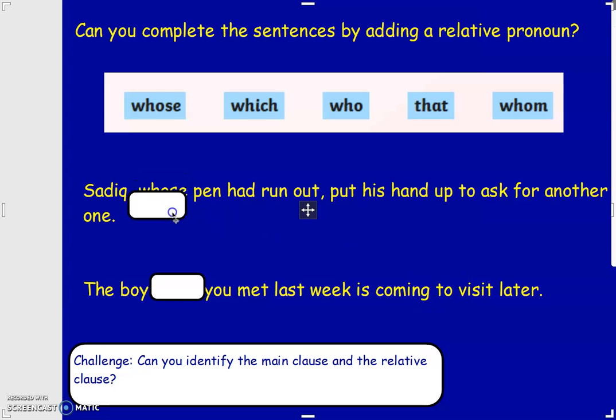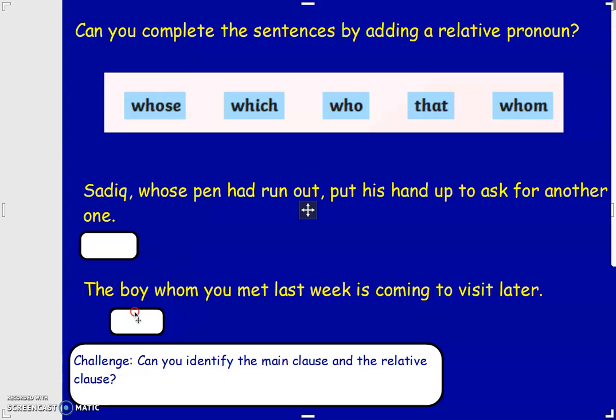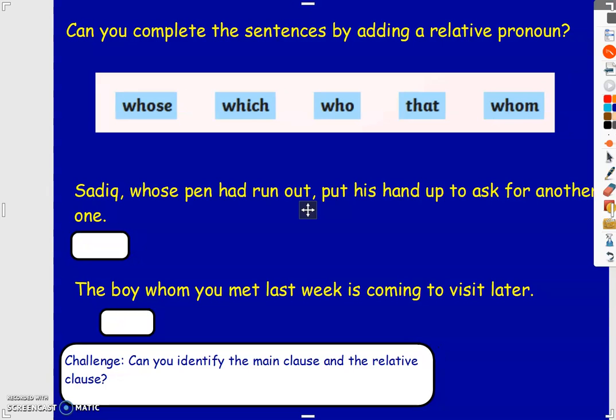So, Sadiq, whose pen had run out, put his hand up to ask for another one. The boy, whom you met last week, is coming to visit later. I would have also allowed you to have who there as well. So, the main clause in the first sentence is the one that makes sense on its own. So that would have been this one. Sadiq, whose pen had run out, put his hand up to ask for another one.